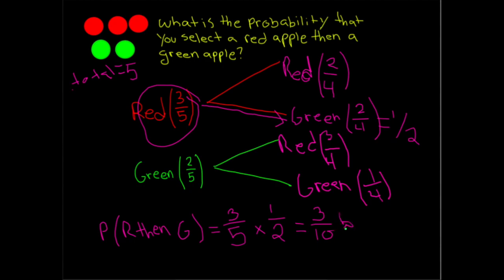Which we may also write as 30%, right? So we might say that it's 30%, or 3/10. So we might say that what is the probability we select a red apple and then a green apple? If we're talking about without replacement dependent probability, we would say 3/5 times 1/2. We'd say that's about a 30% chance or 30% likely.